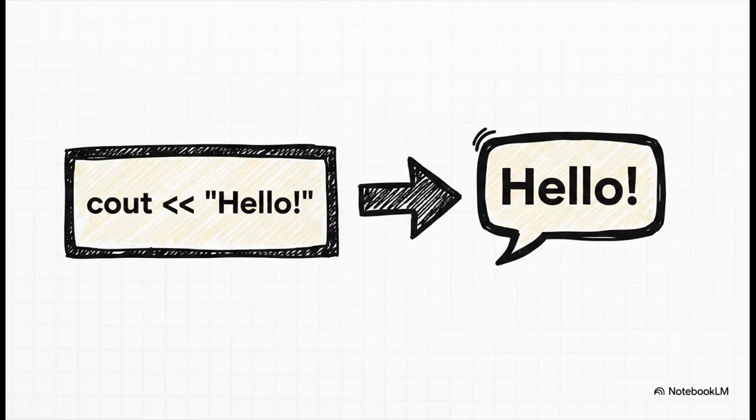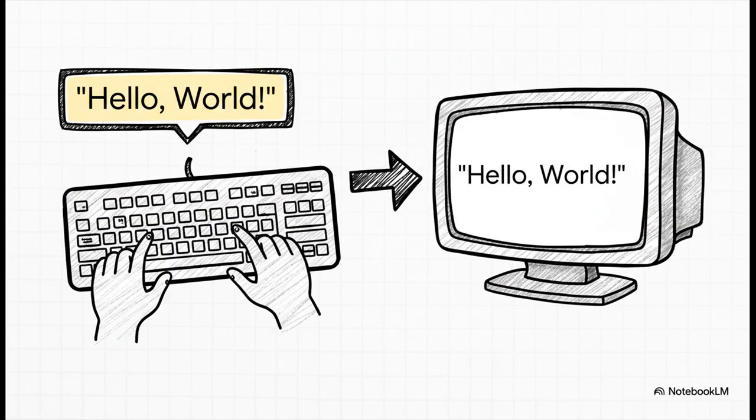So how do we get our program to actually do something? Well, to print some text out on the screen, we use a command called cout. It's short for character output. We just tell it what we want it to say right there inside the quotation marks. And boom, that's the result. It's that simple. What you type inside the code becomes the output on the screen. This is really your first step in making the computer do what you want it to.